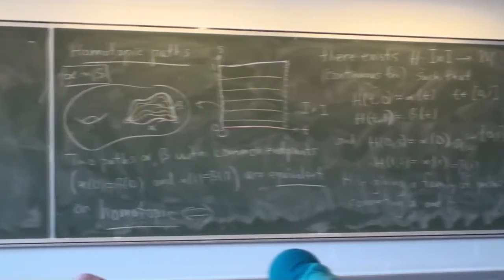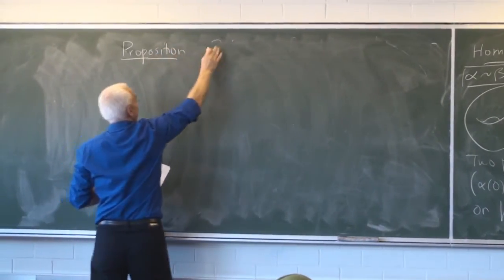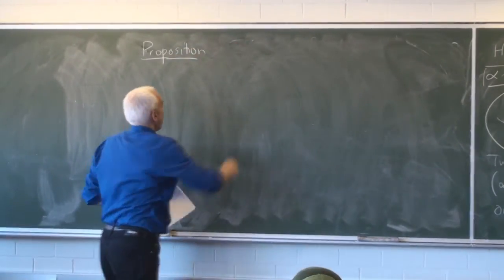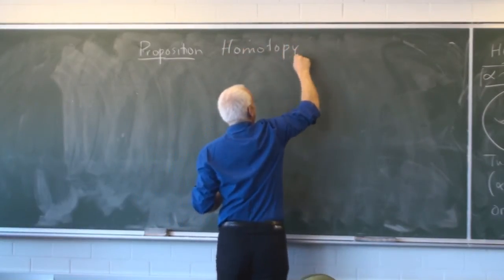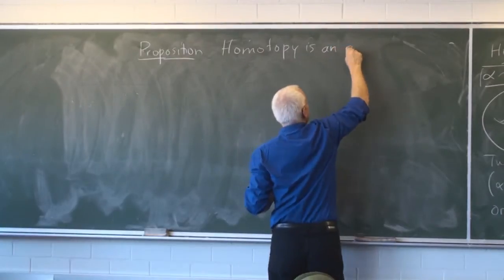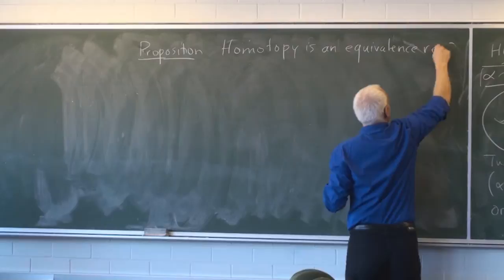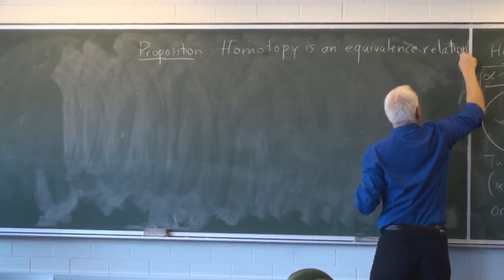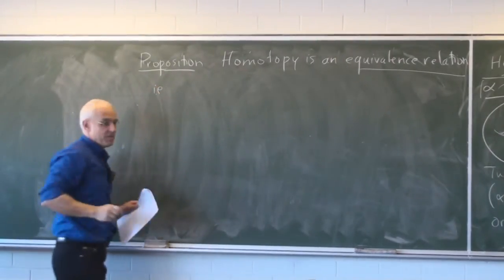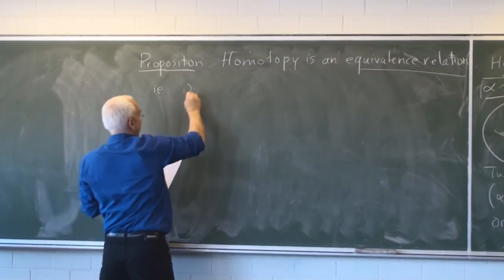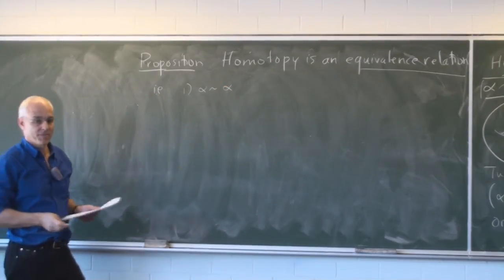All right, so the first fact is a proposition. Homotopy is an equivalence relation. I'll have to explain what that means. So what does that mean? It means that any curve is homotopic to itself.